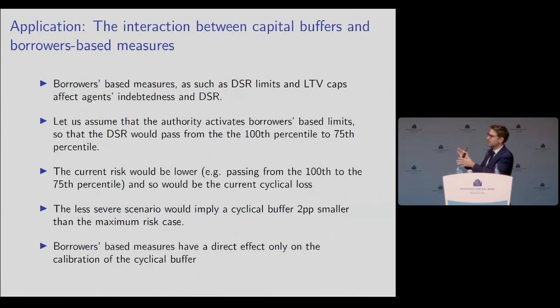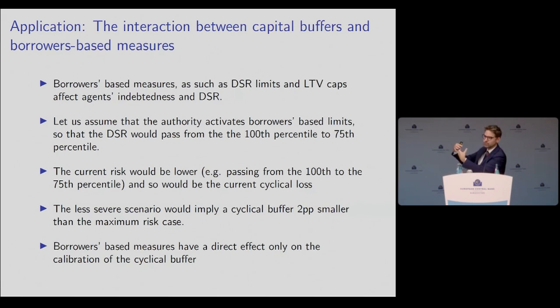Here we make an extreme assumption of borrower-based measures able to limit the debt service ratio from the 100th to the 75th percentile. Of course, in reality, this is a much smaller effect so far. In this case, the current risk would decrease from the 100th to the 75th percentile. So thanks to the action of the borrower-based measures, I can also assess the effect on the reduction of the cyclical risk. And in this case, the less severe scenario would imply a cyclical buffer 2 percentage points smaller.